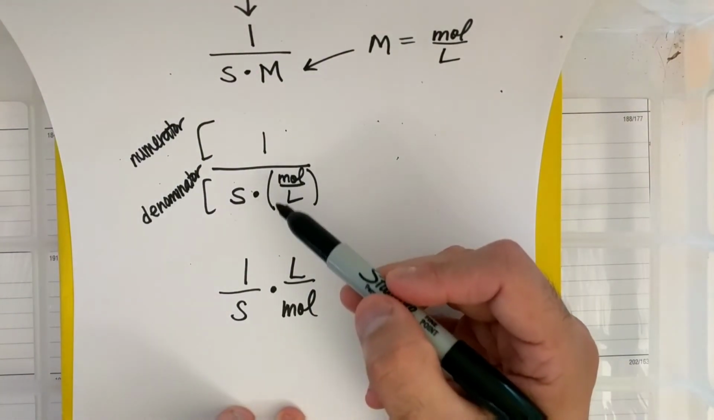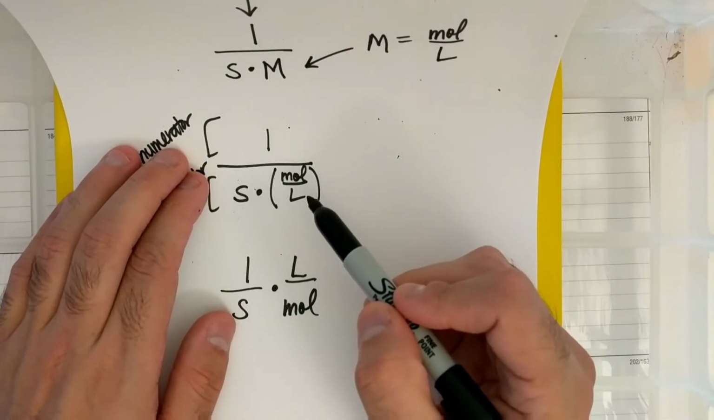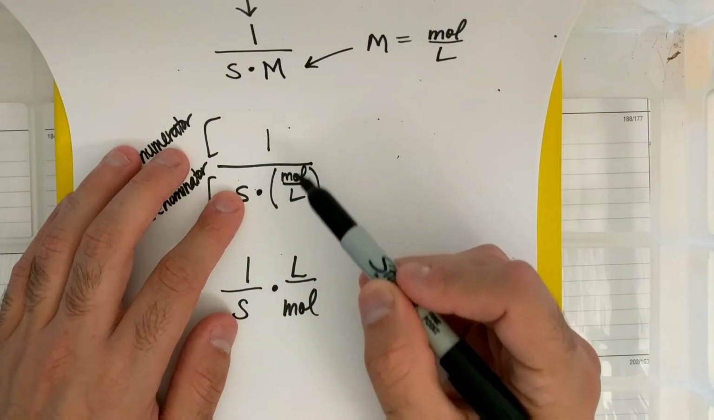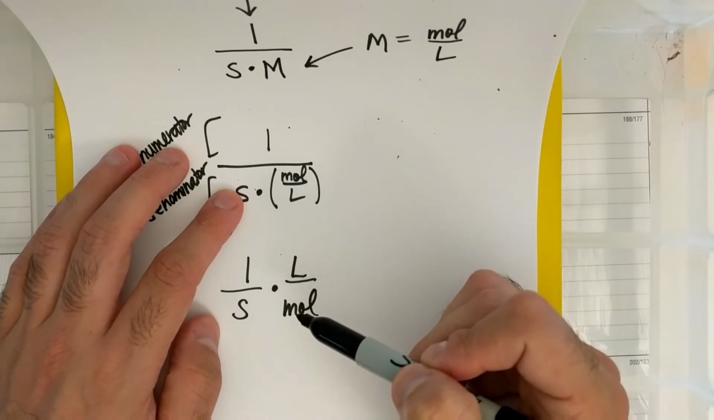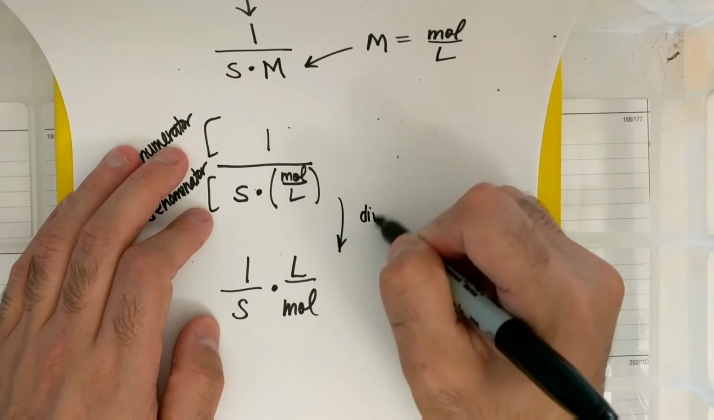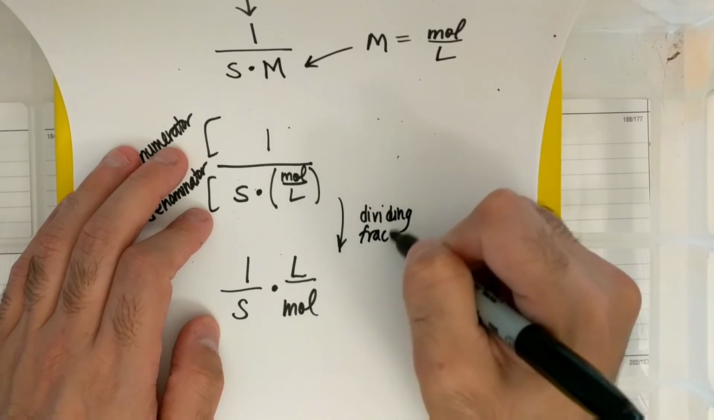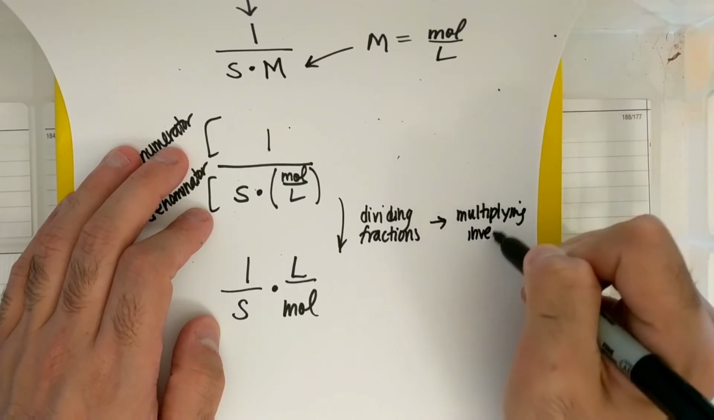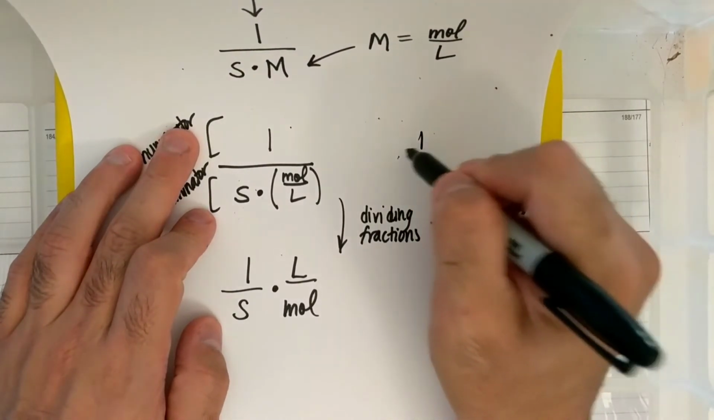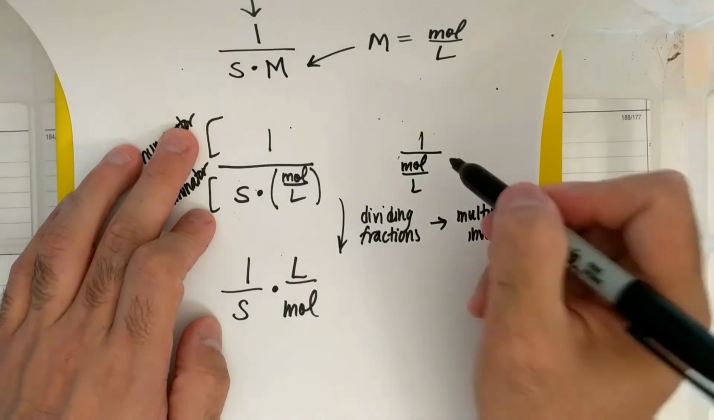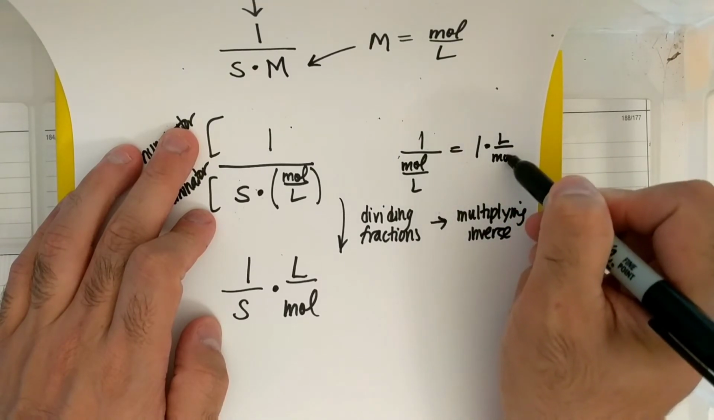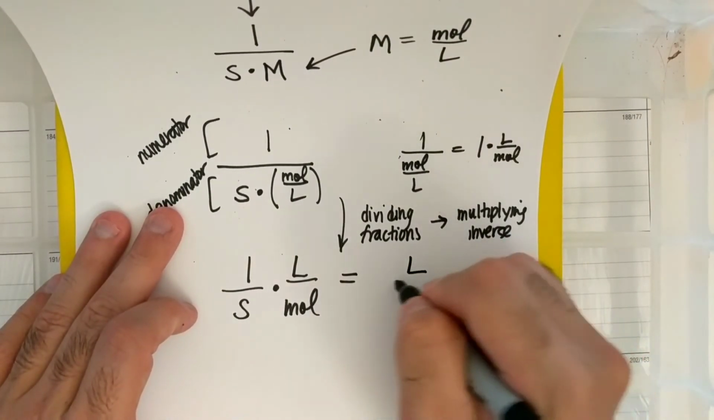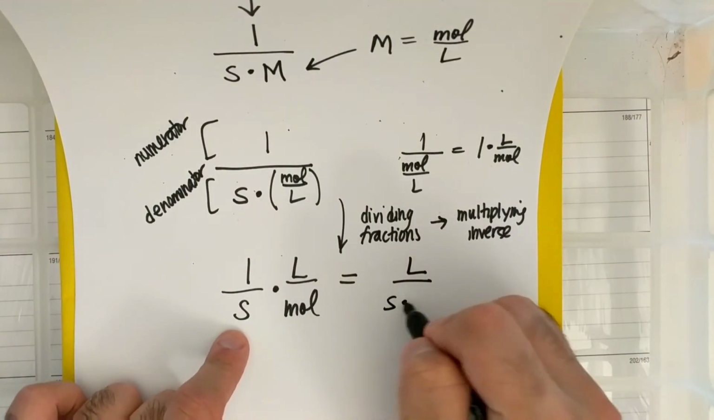So technically, I have 1 over, just put this on the side here because this is being multiplied by my denominator, 1 over moles over liter. It's like saying the inverse of that, or I could flip this and say 1 over moles over liter is the same thing as saying liters over mole. And if you don't know how to do that, that is dividing fractions. You remember the expression is multiplying by the inverse. Okay? So if I had 1 over moles over liter, that would equal 1 times liters over mole. Same thing. And so now if I do this algebra, liters times 1 is liters, seconds times moles is seconds moles.